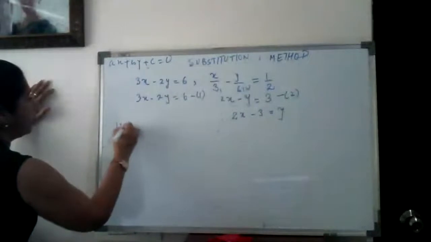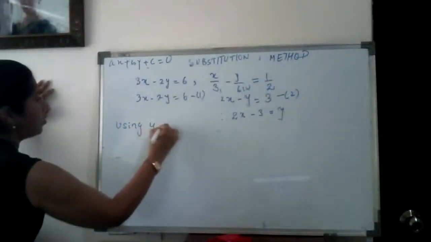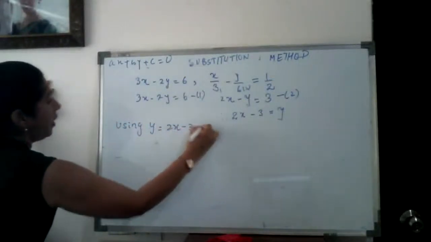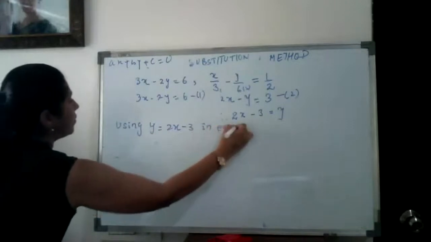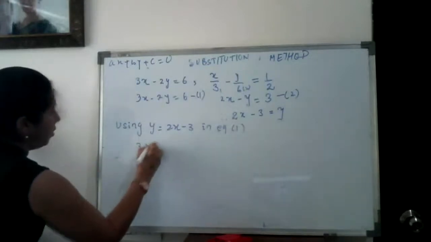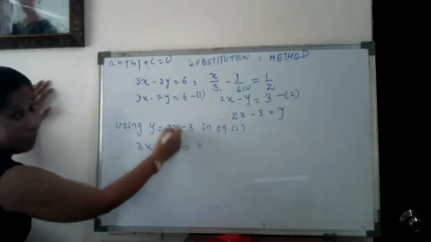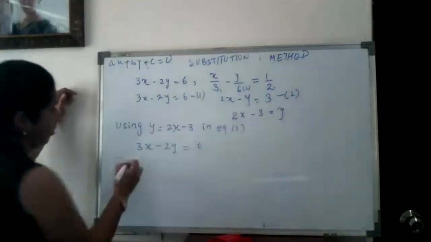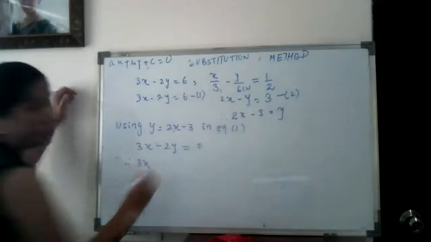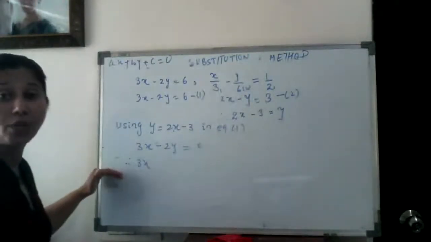So using y is equal to 2x minus 3 in equation 1. So what do I get? The equation I just repeated. So here, what do I have to write in place of y? 2x minus 3. So therefore, it becomes like a linear equation with one variable.